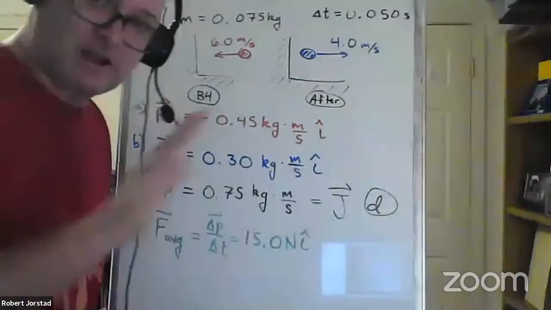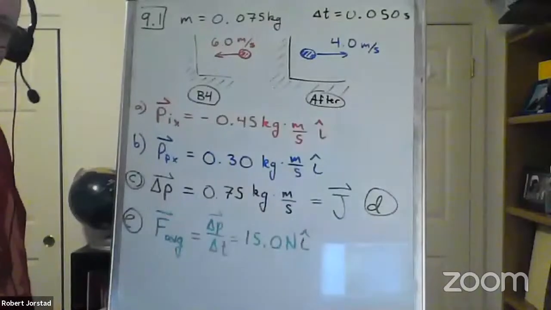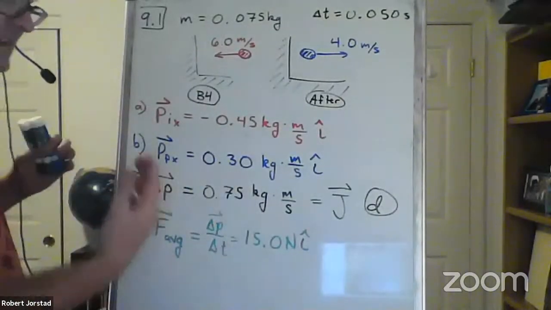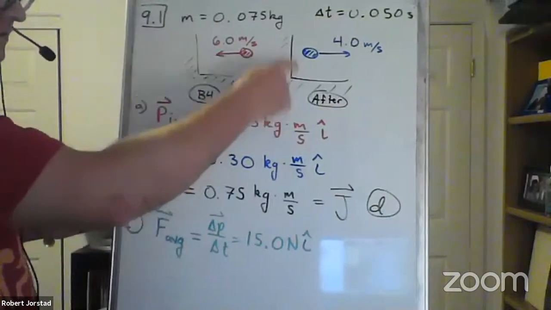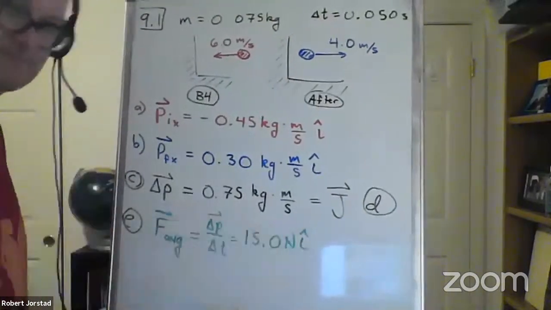Negative of this. Yeah. If I push on you, you push back on me the same amount the other way. So by Newton's third law, the force average on the cliff would be negative 15 i hat.